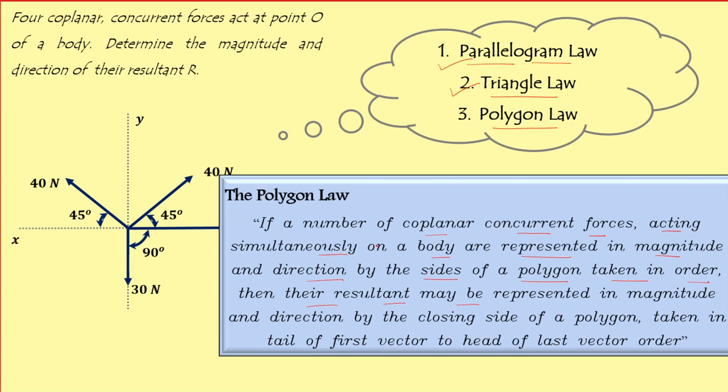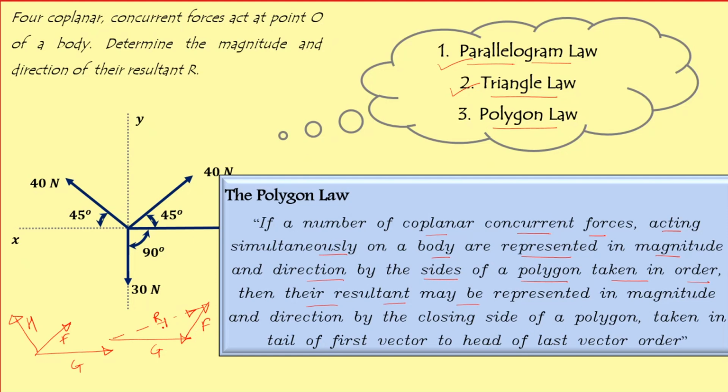So to understand the polygon law, let's consider three vectors. Let this be the G vector, this one the F vector, and this one the H vector. If we apply the triangle law to determine the resultant of these three vectors, what will be the approach? We will draw the G vector first as the first side of a triangle, then the F vector as the second side, and the closing side of these two vectors will be the resultant of these two vectors. Let it be R1.